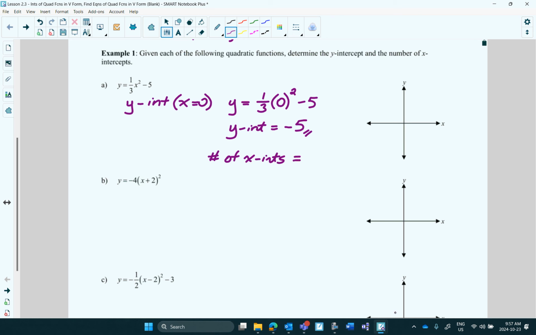Now the number of x-intercepts. You think there's 2? Where are we starting? We're starting at 0. There's no parentheses here, right? So that means h is 0. So we're actually starting at 0, -5, and we're going right. So it's got to go through the x-axis twice. So that means there's 2 x-intercepts.